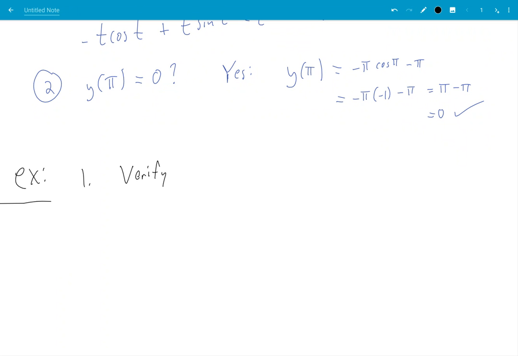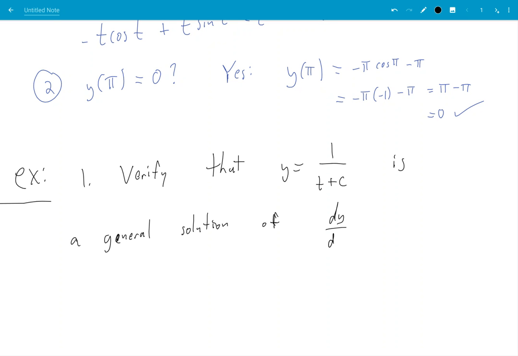Okay. Next example, verify that y is equal to 1 over t plus c is a general solution of dy over dt equals negative y squared.